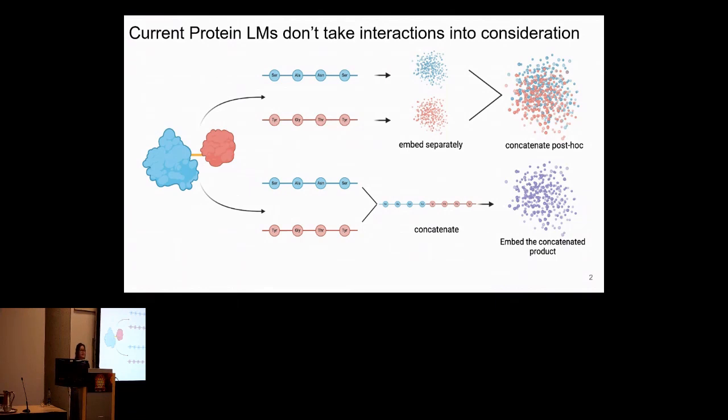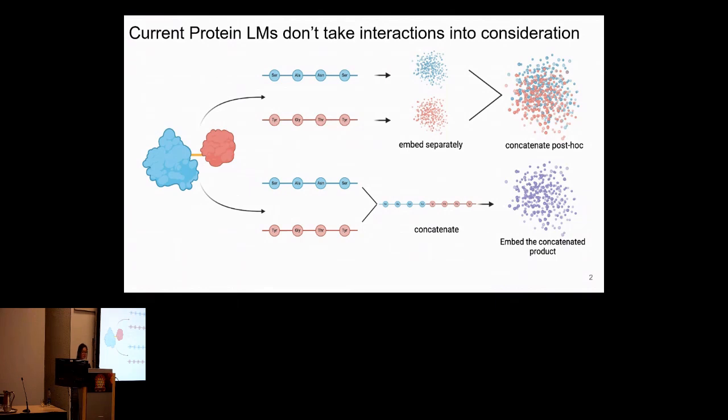So when protein language models are looking at interactions, there are two main embedding methods that they use. Oftentimes these models will embed these blue and red protein sequences separately and then concatenate the embeddings post hoc, or they will concatenate the sequences and then embed that concatenated product. And then they'll use those embeddings to predict interaction.